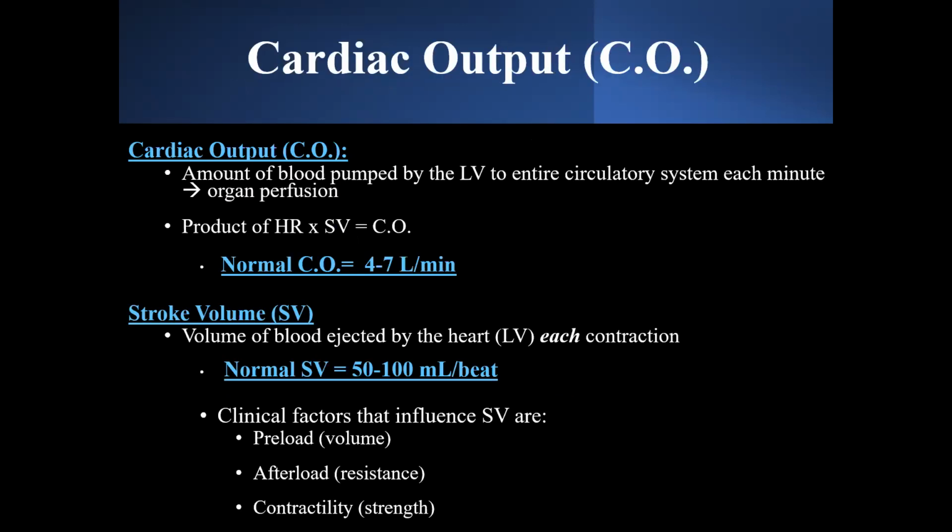So cardiac output is the amount of blood pumped by the left ventricle to the entire circulatory system each minute. Okay. Product of heart rate and stroke volume, which we did. And your normal cardiac output is 4 to 7 liters per minute. And we'll talk about why it would be decreased versus increased in future slides.